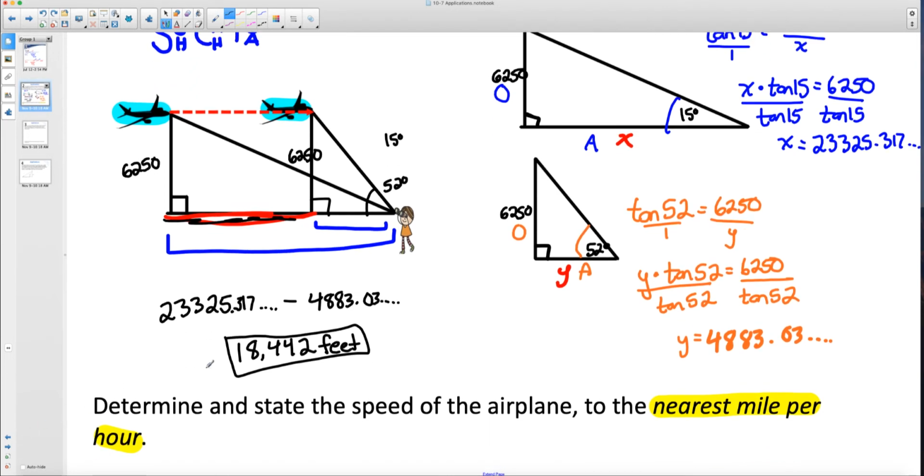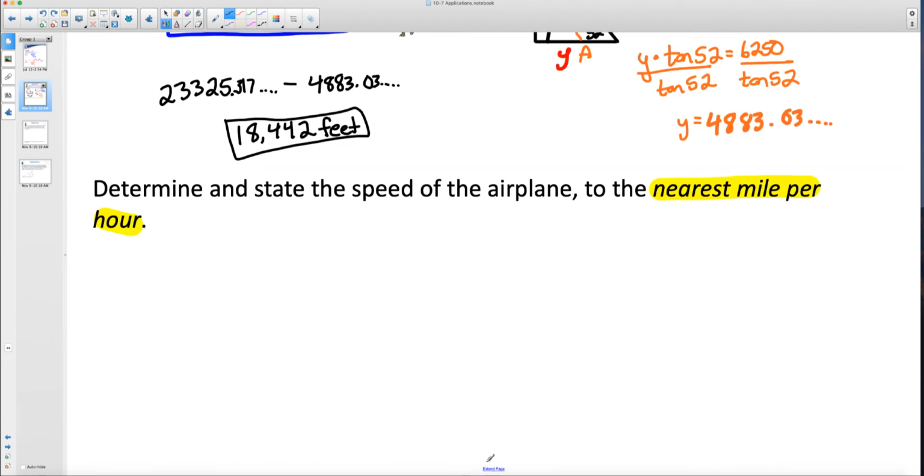I'm going to go back down here. And we have 18,442 feet were traveled every 1 minute. Okay, that's a problem because we need to be in miles per hour. We're in feet per minute. We did this in the very beginning of the year, like unit 1, where we converted. So the easiest thing is probably to convert to hours. We need to eliminate these minute units.